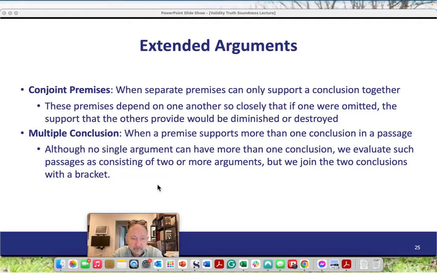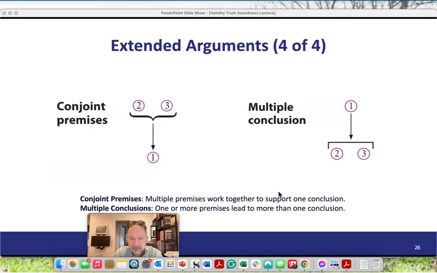Multiple conclusions is when a premise supports more than one conclusion in a passage. So although no single argument can have more than one conclusion, we evaluate passages as consisting of two or more arguments, but we join the conclusions with a bracket. So here's a look at that.